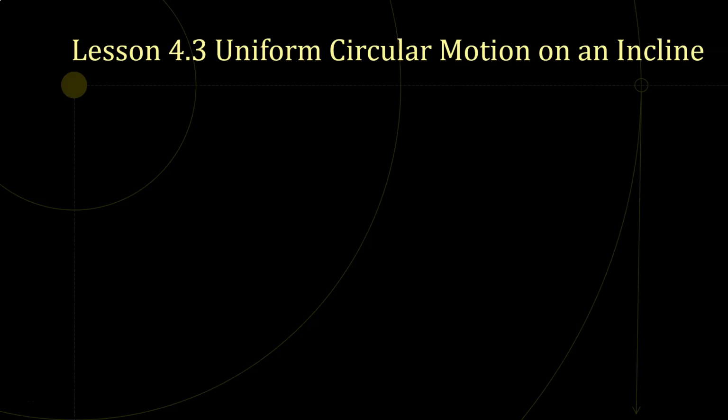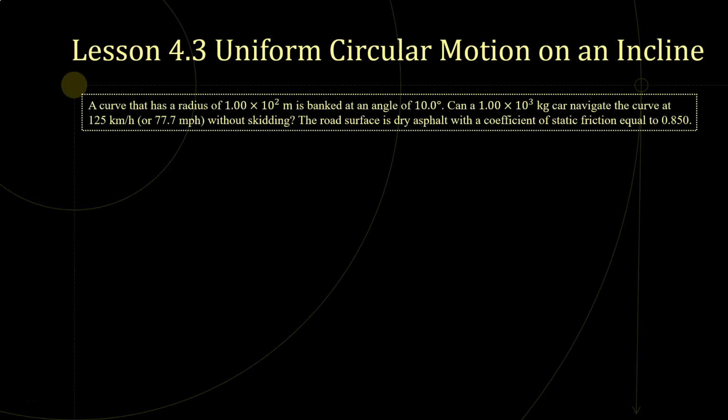That's the sort of motion we're going to learn about in this lesson: uniform circular motion on an incline. The incline is actually the bank of a turn that uses part of the normal force to help cars make it around a curve, or to help marbles roll around a circle, or to help anything use the slope of the surface that it's moving on to help it turn a corner. We're actually going to learn this lesson in the context of a practice problem.